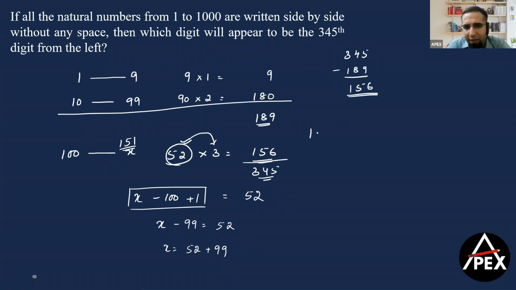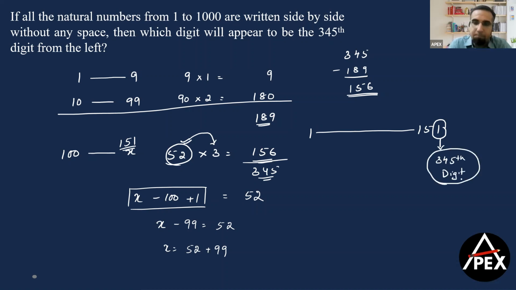So how does my number look? I'm writing from 1 till 151. These are a total of 345 digits, and the question is asking for the 345th digit. So this digit will be my answer, and therefore this is going to be your 345th digit. Clear, guys? So the answer in this case becomes 1.